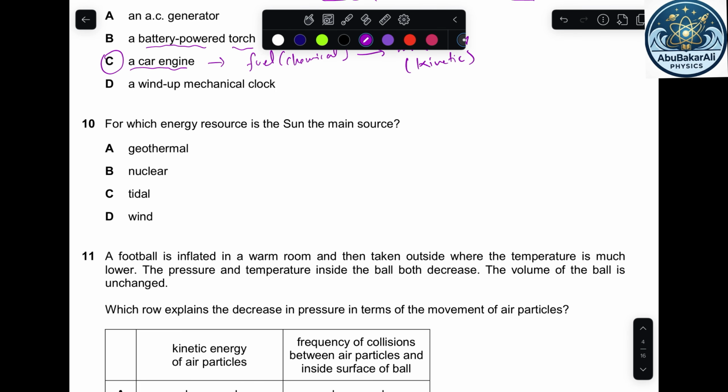For question 10, for which energy resource is the sun the main source? Okay, if you see geothermal, nuclear, tidal, they are not getting energy from the sun. These are the only three sources that are not getting energy from the sun directly or indirectly. Any source other than them will be getting the energy from the sun directly or indirectly. So it will be wind.